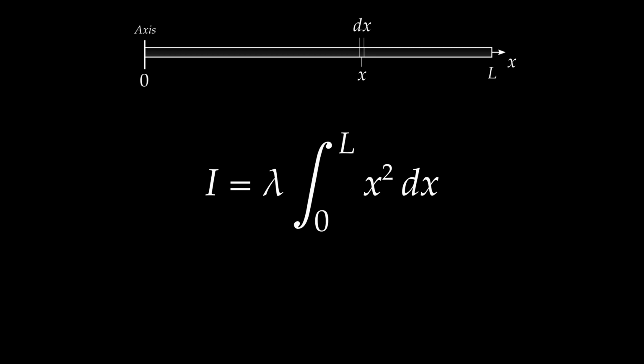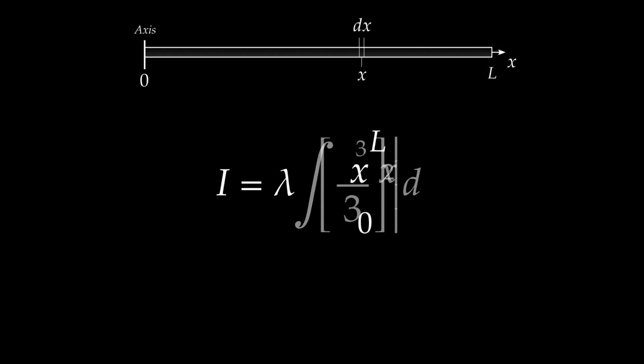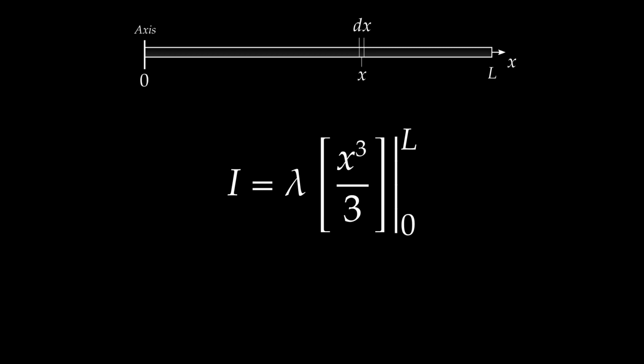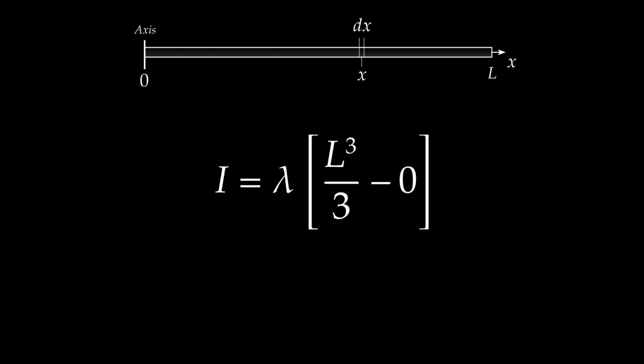I should mark up the diagram as well with a little dx that contains a dm, and it's a distance x from the axis, just to make the diagram complete. So my limits of integration, since I've chosen the end as the origin, go from 0 all the way to the end of the rod. So the limits are now 0 to L. When I perform the integration, I get lambda times x cubed over 3, evaluated from 0 to L. And so what I get for my moment of inertia is lambda times the quantity L cubed over 3 minus 0.